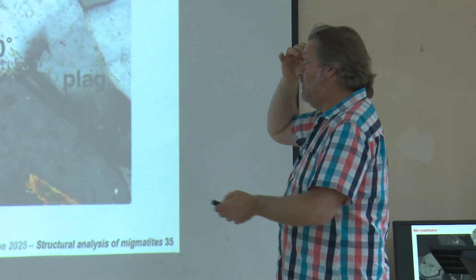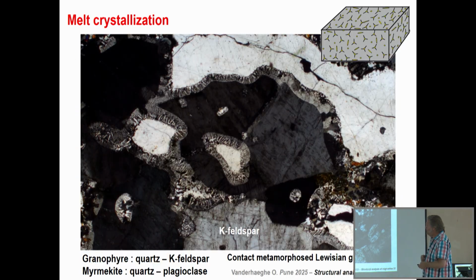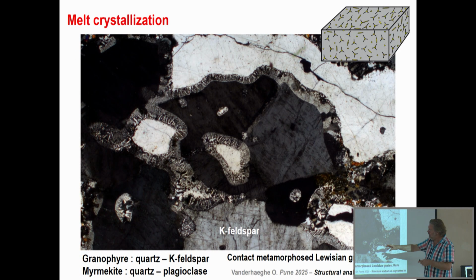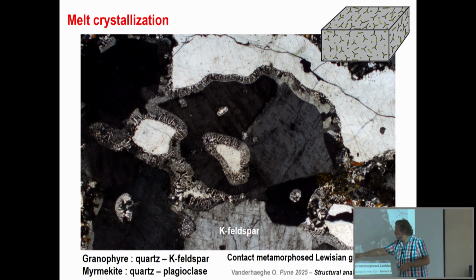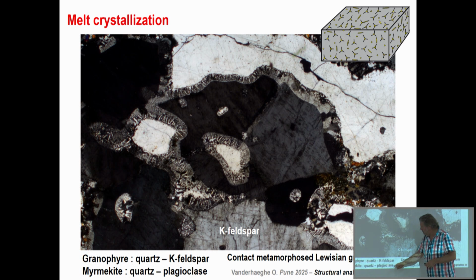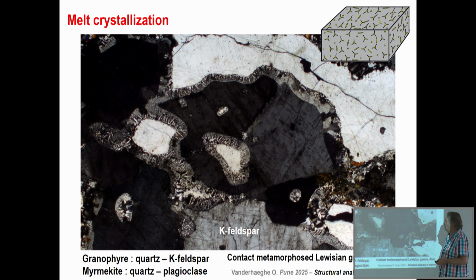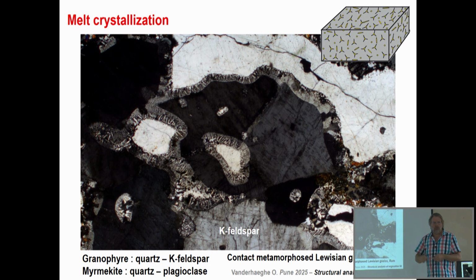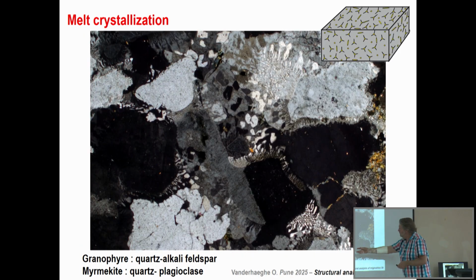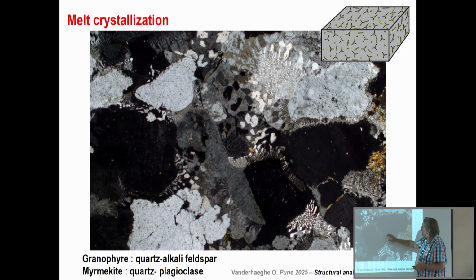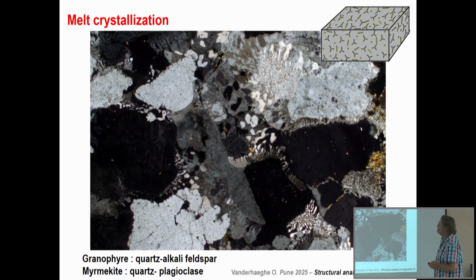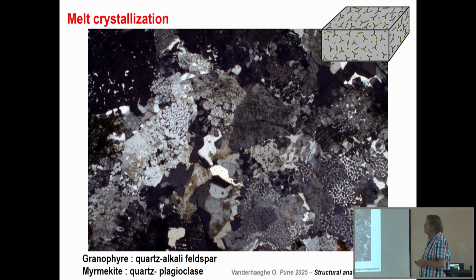But let's continue. So these films might also form what we call granophyre or myrmekite, which are really intergrown K-feldspar and quartz for the granophyre, plagioclase and quartz for the myrmekite. It's difficult from the eye, even with a microscope, to distinguish the two. Other types of migmatite, myrmekite or granophyre, forming films around crystals.